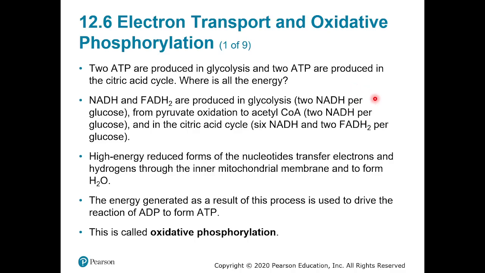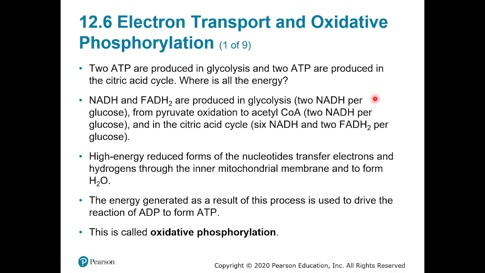All right, so 2 ATPs are going to be produced in glycolysis. 2 ATPs are produced in the citric acid cycle. Where is all the energy actually coming from then? That doesn't sound like a lot, does it? You did all this work and you got 4 ATPs. Yeah, that's not great. All right, so that's the NADHs and FADH2s. That's where you're going to get the rest of your energy from.